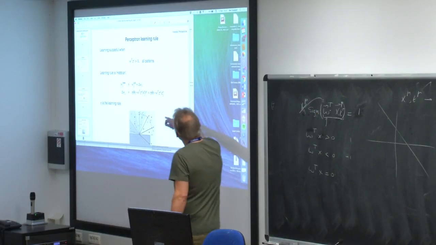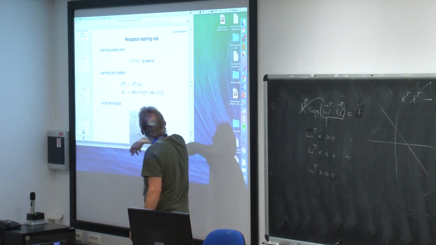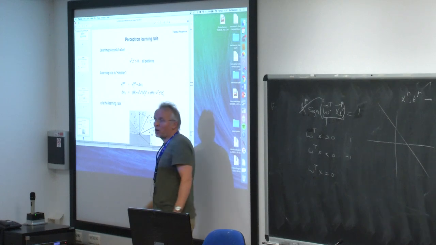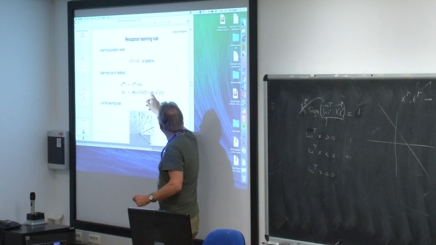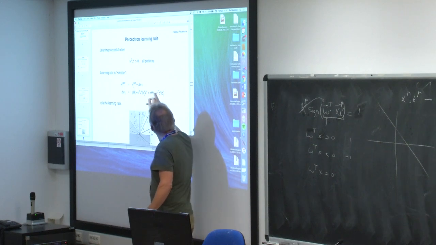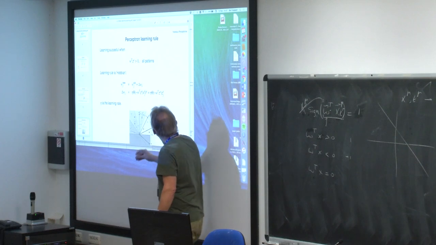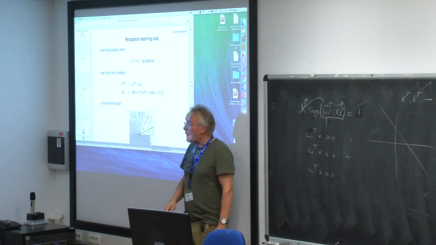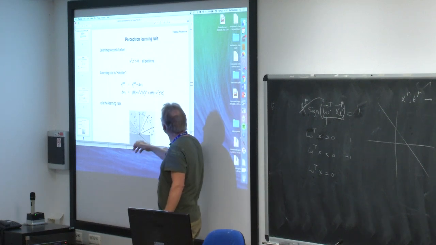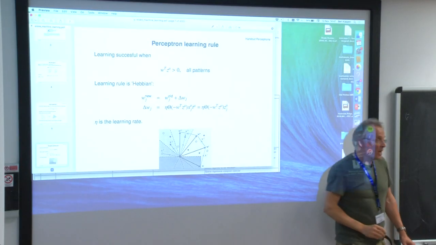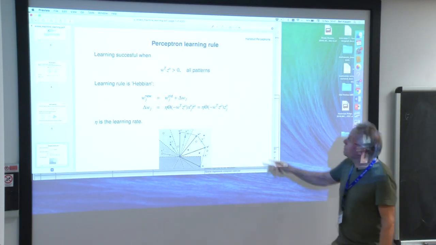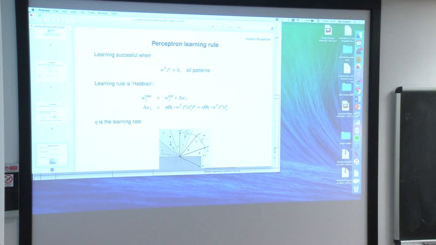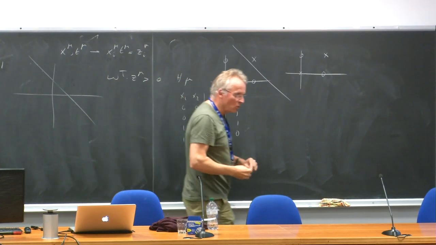So the new weight vector is the old one plus a change, and the change has this theta function, which has as output 0 or 1, depending on whether the argument is positive. If the argument is positive, it will output a 1. If the argument is negative, it will output a 0. So if ZW is positive, it will output a 0, and the delta W is 0. And if ZW is negative, it will output a 1, and the learning will happen. And the learning will be just eta times Z mu, where Z mu was this product of input and output. OK, so that's the learning rule.